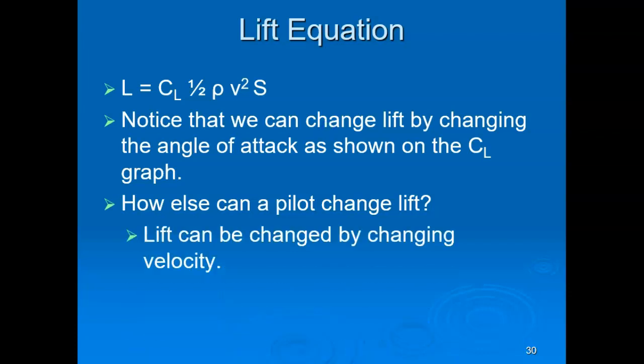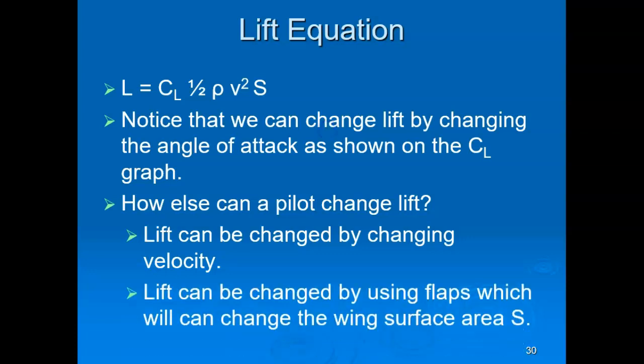Well, again, we can change the velocity. We can increase our speed or decrease our speed. And by changing the speed, we can change lift exponentially. We can also use flaps to change the wing surface of our wing. By extending flaps, we actually increase the wing surface of the wing, and by increasing the wing surface, we increase lift. So those are the important points to remember about the lift equation.